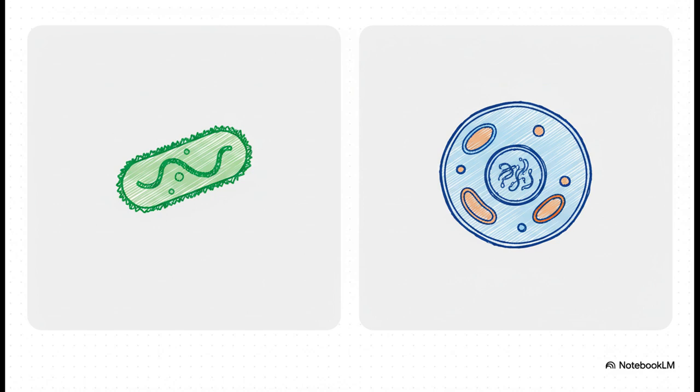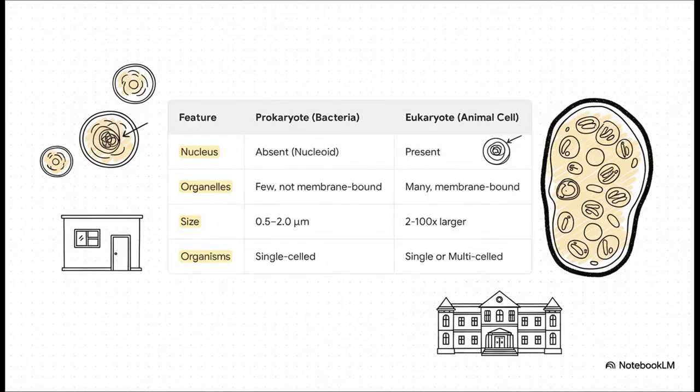And then you've got the eukaryotes. These are the complex, upgraded model. They're way bigger, they have a special room for their DNA called a nucleus, and they've got all these other specialized compartments. Yeah, this table really breaks it down, doesn't it?